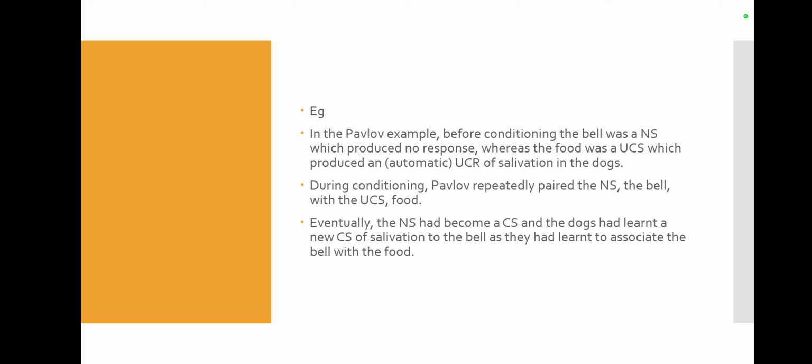So, in the Pavlov example, before conditioning, the bell was an NS, which produced no response, whereas the food was a UCS, which produced an automatic (UCR) of salivation in the dogs. During conditioning, Pavlov repeatedly paired the NS, the bell, with the UCS of food. Eventually, the NS has become a CS, and the dogs had learnt a new CR of salivation to the bell as they had learnt to associate the bell with the food.